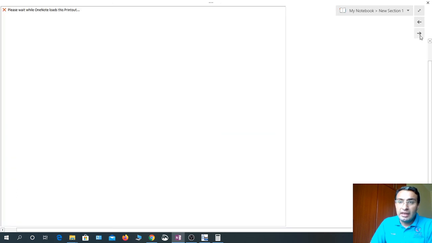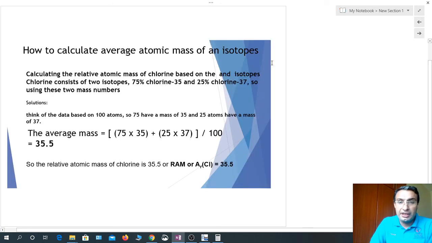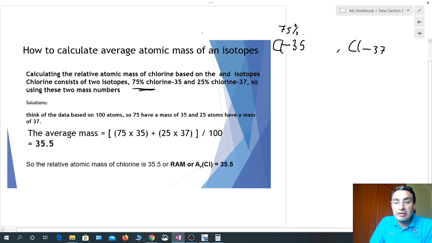Here I have another example: chlorine. Chlorine has two isotopes. One chlorine has an atomic mass of 35, another chlorine has an atomic mass of 37. How about their abundance? In the question, 75% of the chlorine on earth has 35 atomic mass, and 25% of the chlorine has 37 atomic mass. So which one is written in the periodic table?